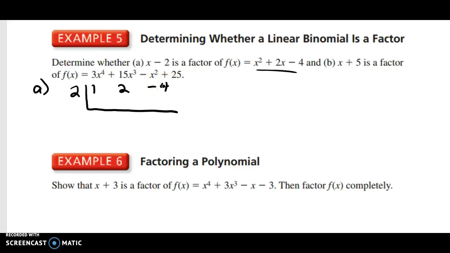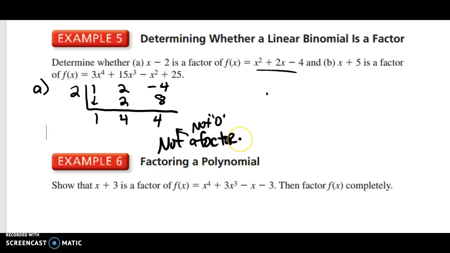Now I'm going to do synthetic division, and if this is a factor, I should end with a 0. So let's try. Carry down your 1, multiply up. 2 times 1 is 2. Add down, multiply up. 2 times 4 is 8. Add down, I get 4. This is not 0, which means it's not a factor.